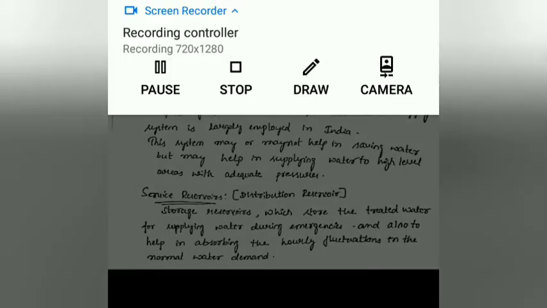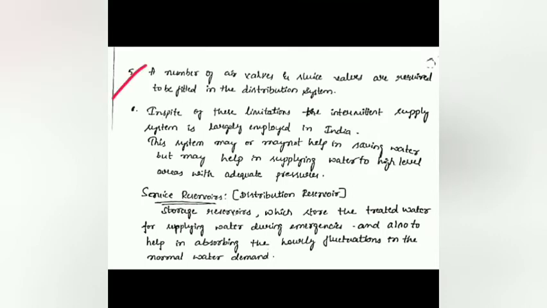Other kinds of disadvantages are that a number of air valves or sluice valves are required to be fitted in the distribution system, because the entire area is not open at a time. For certain particular areas we have to release the valve and supply the water at some particular time of the day. Because of that it necessitates the use of more valves. Air valves are also provided since vacuum is created during sudden shut off of the water.